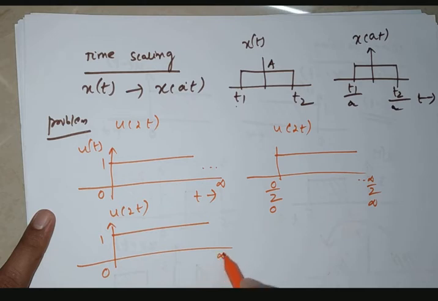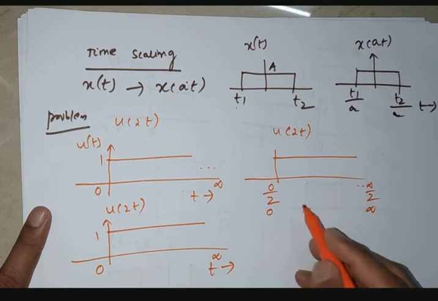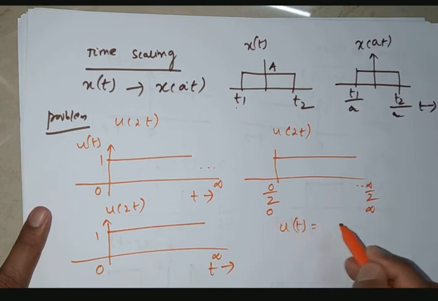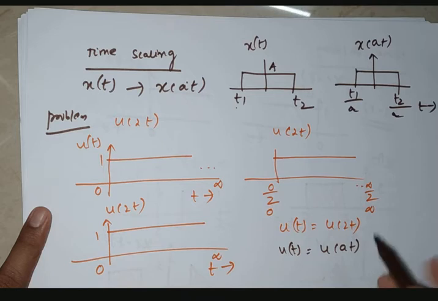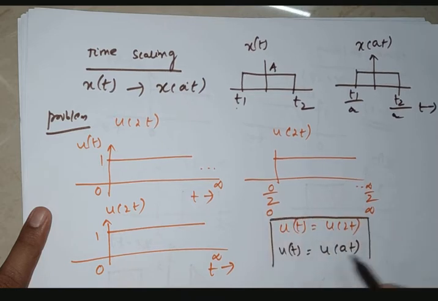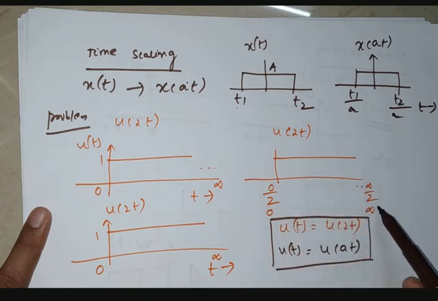So whatever signal we had, we get the same signal. You understand that u of t equals u of 2t, or in general, u of t equals u of at. Instead of 2 you can take anything and you will get the same value. If you take 5, 0 by 5 is 0 and infinity by 5 is infinity. Whatever you take, you will get the same thing. So u of t equals u of at always.